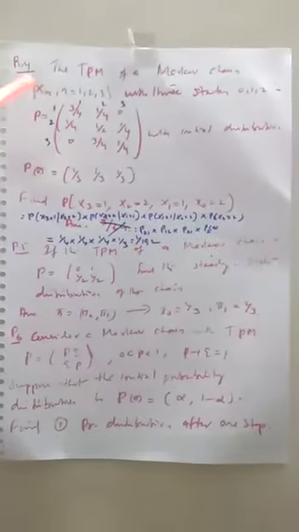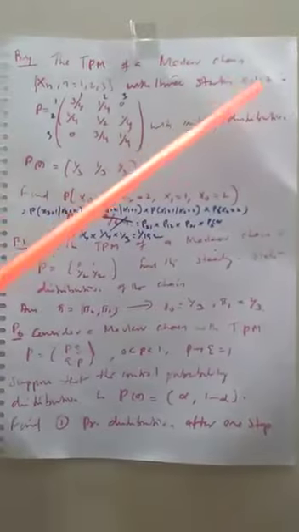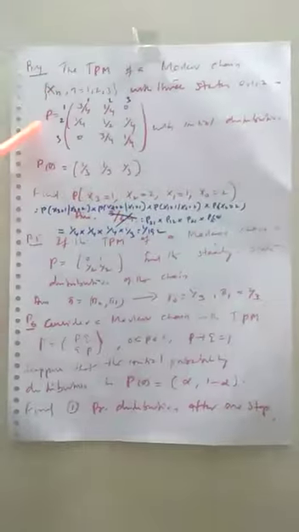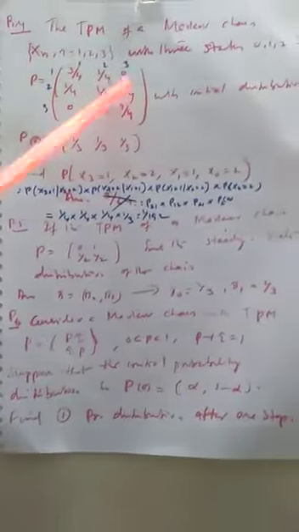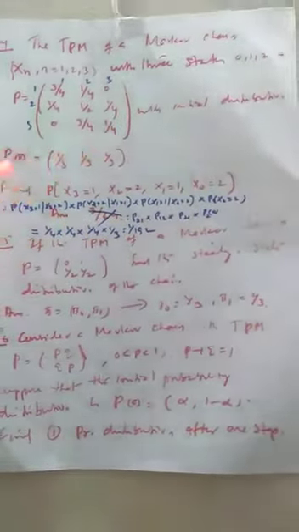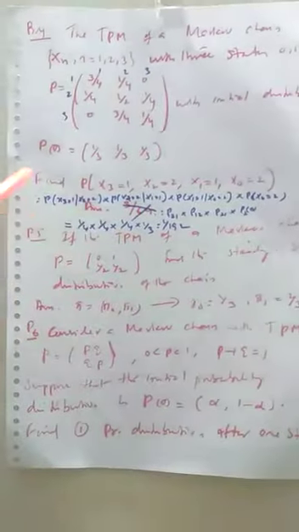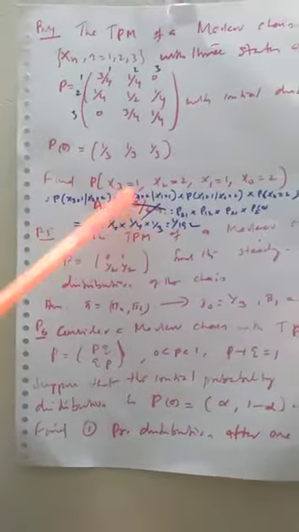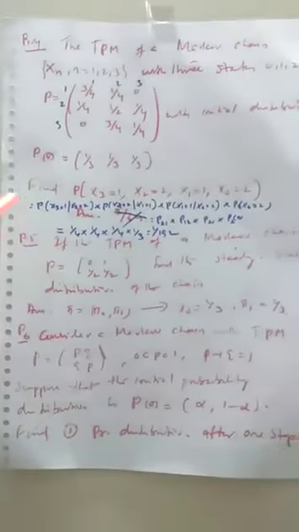Next problem. The transition probability matrix of a Markovian chain Xn, n is 1, 2, 3, with the three states 0, 1, 2, is P is equal to [3/4, 1/4, 0; 1/4, 1/2, 1/4; 0, 3/4, 1/4], with the initial distribution P of 0 is equal to [1/3, 1/3, 1/3]. Find the probability of x3 equal to 1, x2 equal to 2, x1 equal to 1, x0 equal to 2.